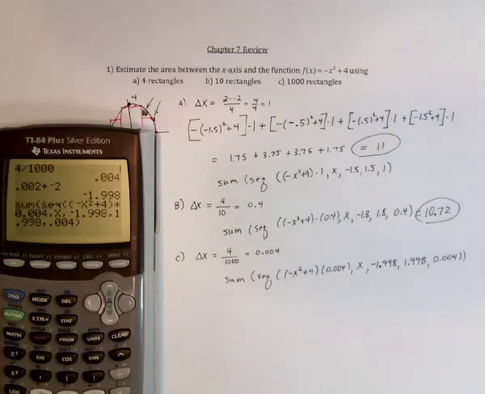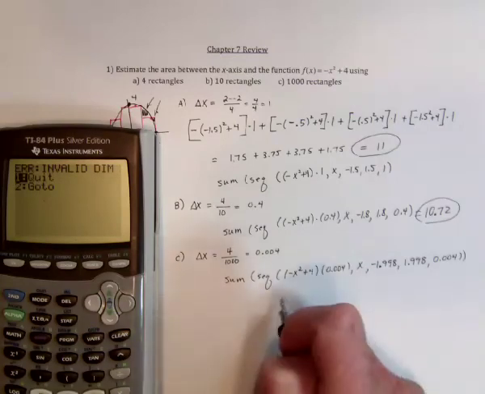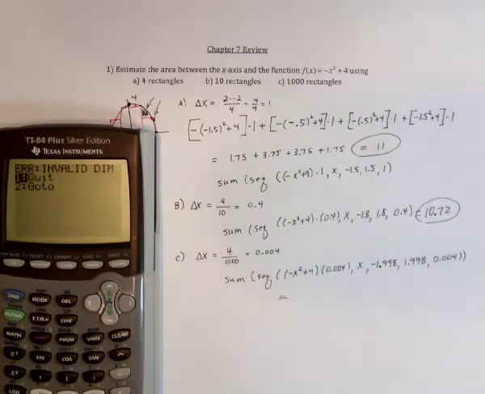The calculator's having to think about that one. It's adding up 1,000 rectangles right now. Oh no, I really didn't expect that to happen. That was too much for its memory.